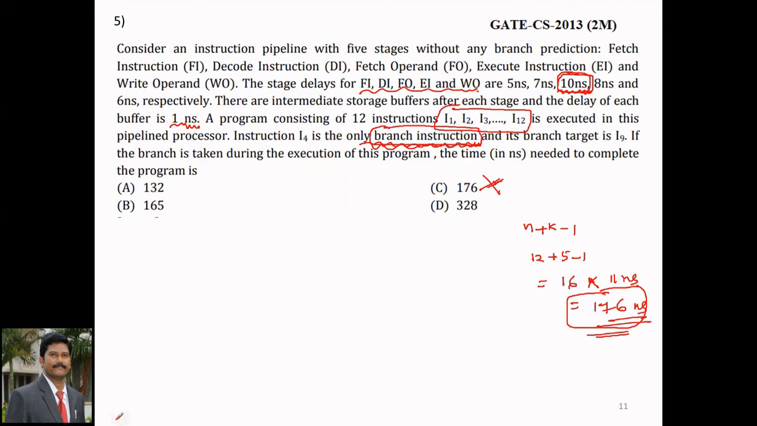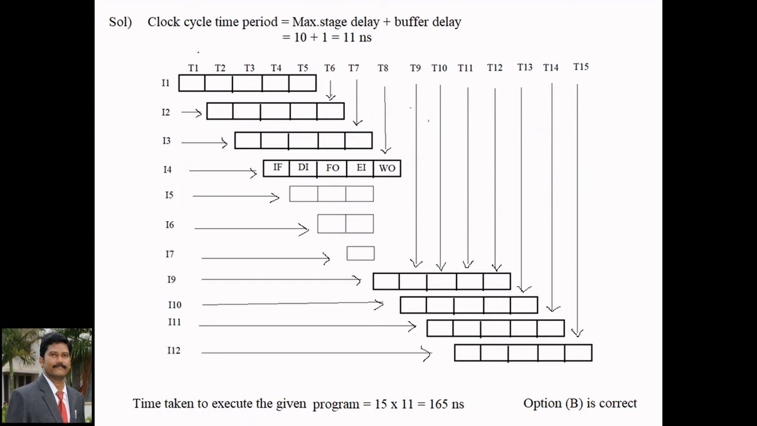So let us see the correct answer. See here, at T6 this instruction, T7 this instruction, T8 this instruction is completed, that means for every clock one instruction comes. So that's why we need to take the maximum delay plus the buffer delay, that means 10 plus 1, that is 11 nanoseconds. For each 11 nanoseconds one instruction is completed.